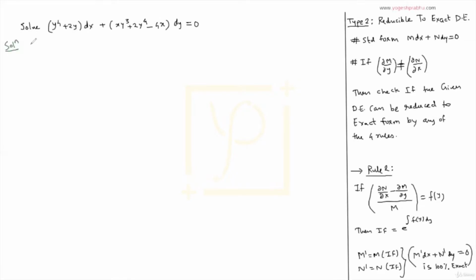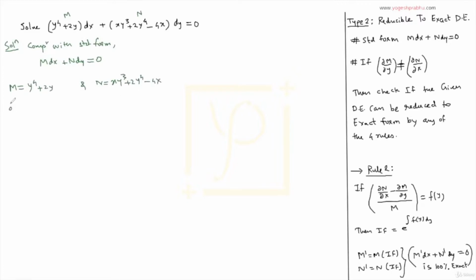The first step we will do is compare with standard form. Okay, so standard form is M dx plus N dy equal to 0. So now this term is going to be M and this term is going to be N, M dx and N dy. So let us write that down. The value of M is going to be y raised to 4 plus 2y, and the value of N is going to be xy cube plus 2y raised to 4 minus 4x.